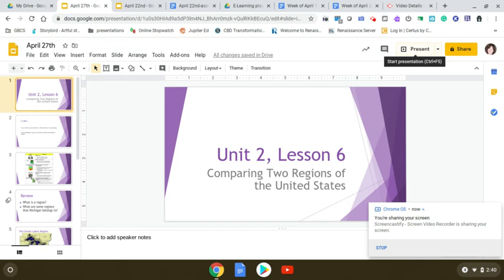Boys and girls, we are still looking at regions of the United States. And now we're going to dive, not so quick, but kind of quick, into comparing regions. We're not quite ready to compare, but this is the overview of what Unit 2, Lesson 6 is about. It's about comparing. So eventually we will do some comparing, but we're not quite there yet. We need to get some background information.